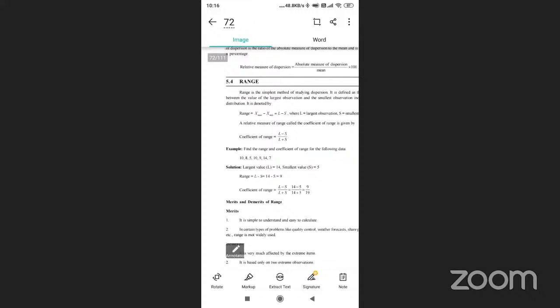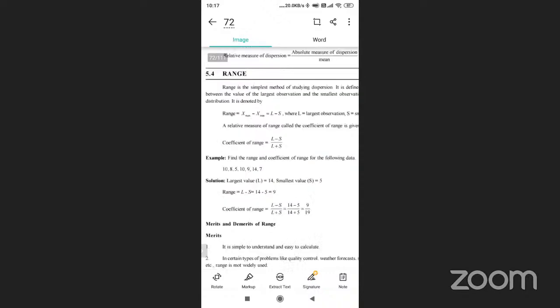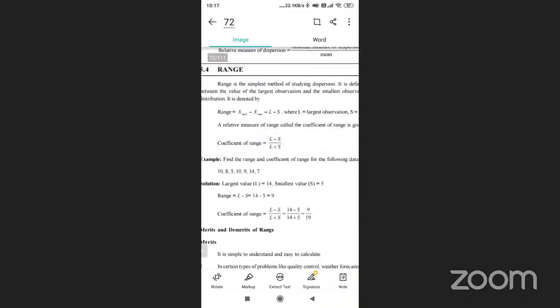Range. The simplest method of studying dispersion is defined as the difference between the value of the largest observation and the smallest observation included in the distribution. It is denoted by R. So range R is equal to X maximum minus X minimum, or you can say L minus S, where L is the largest observation and S is the smallest observation.